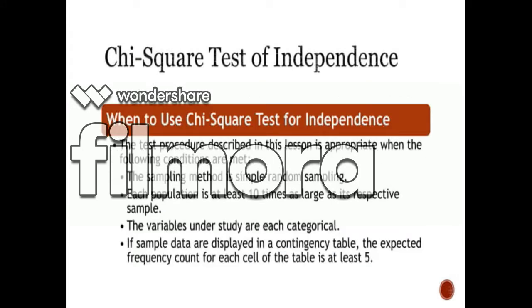So when to use chi-square test for independence? The test procedure described in this lesson is appropriate when the following conditions are met. The sampling method is simple random sampling. Each population is at least 10 times as large as its respective sample. The variables under study are each categorical. If sample data are displayed in a contingency table, the expected frequency count for each cell of the table is at least 5.